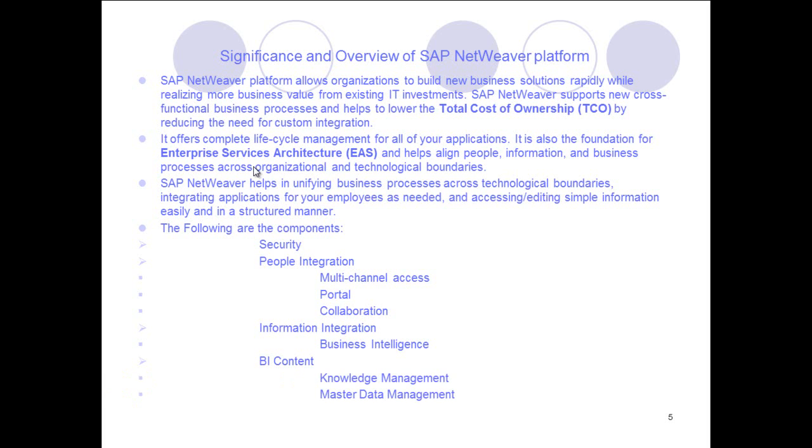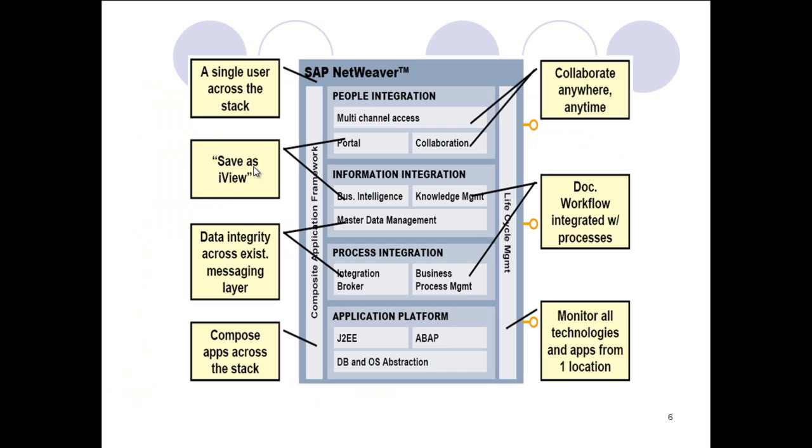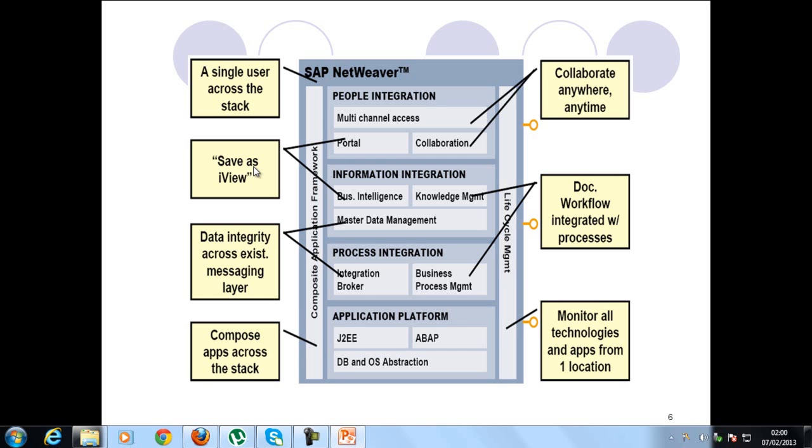It gives knowledge management and master data management. So that is the SAP Netweaver, which has multi-channel access, people integration, information integration, process integration, and application platforms like J2EE and ABAP, both of them in one platform. Process integration: integration broker and business process management. Application platform: it has Java and ABAP and connectivity.